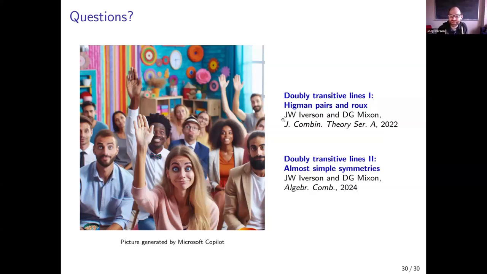But anyway, these are the papers, especially this one, that underlie this talk. So anyway, that's all I have for you. Thanks for sticking with me. I'll be happy to entertain questions if there are any.